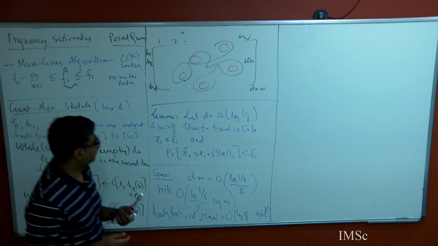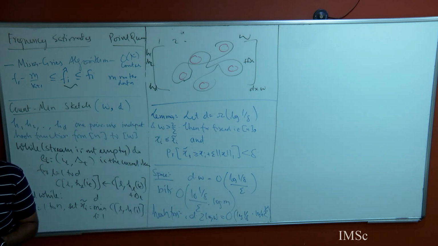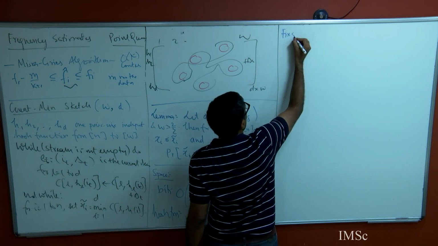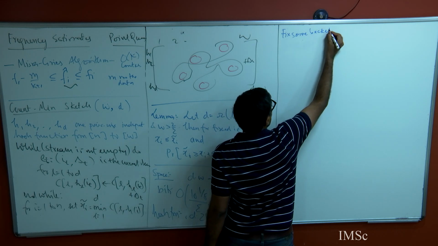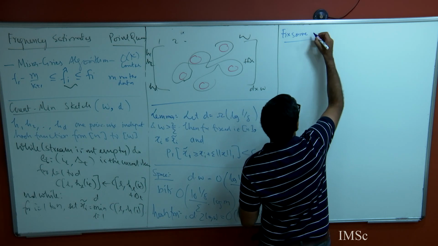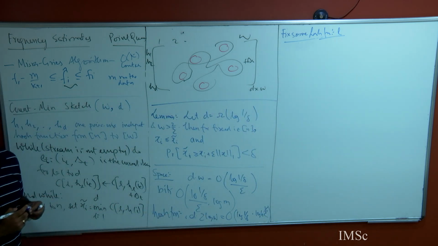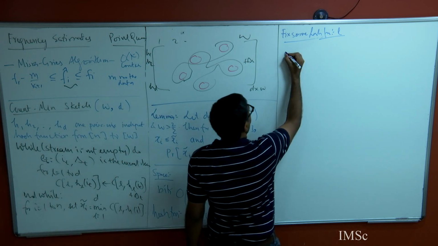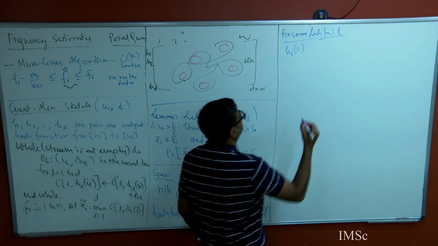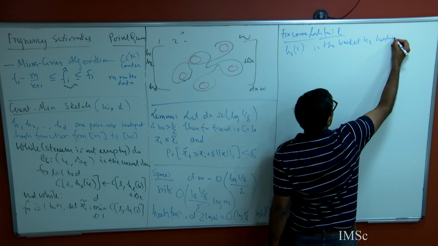And how did we go about this proof? To prove this, we said, okay, let's fix some hash function, let's say h_l. So I have now fixed one of the hash functions, l, and h_l of i will denote the bucket that h_l assigns to i.